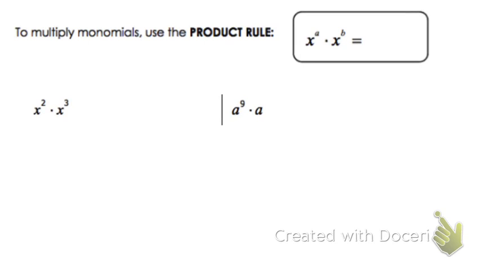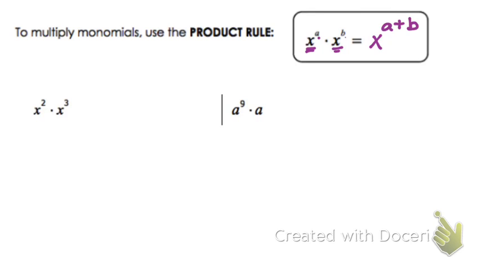So in order to multiply monomials, you're going to use the product rule, and this is the product rule. It means that when you are multiplying something that has the same base, like x and x, all you need to do is just add the exponents. So the x stays the same, but then the exponent is whatever a plus b is.